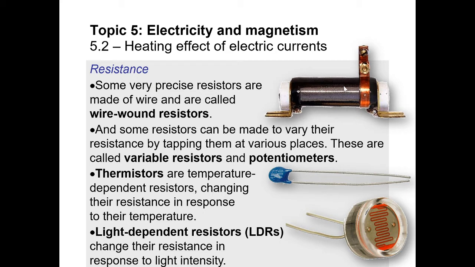And there are so many other types of resistors. There's ones that are affected by temperature, right? So if temperature changes, the resistance changes. Those are called thermistors. And there are resistors that are affected by the amount of light shining on them. These are called light-dependent resistors, or LDRs.